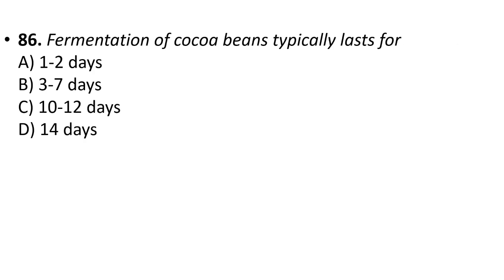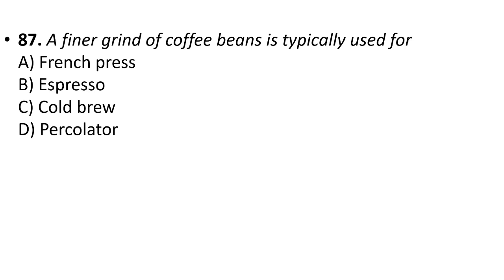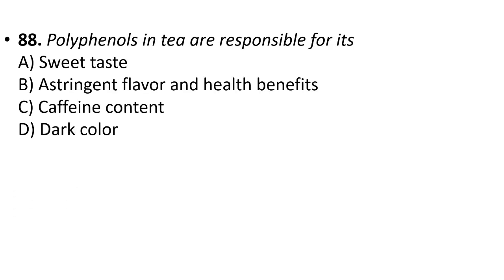86. Fermentation of cocoa beans typically lasts for 1 to 2 days, 3 to 7 days, 10 to 12 days, 14 days. Your answer is option B, 3 to 7 days. 87. A finer grind of coffee beans is typically used for French press, espresso, cold brew, percolator. Your answer is option B, espresso.